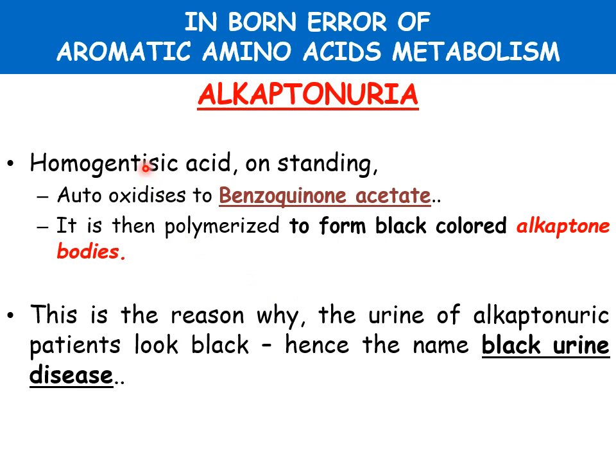This homogentisic acid excreted in urine, on standing, is oxidized to benzoquinone acetate. Then this benzoquinone acetate polymerizes to form a black color pigment that is called alkapton bodies. So this is the reason why the urine of an alkaptonuria patient turns black on keeping for some time, and that's why this is also known as black urine disease. This black color urine is a key diagnostic feature of a patient having alkaptonuria.